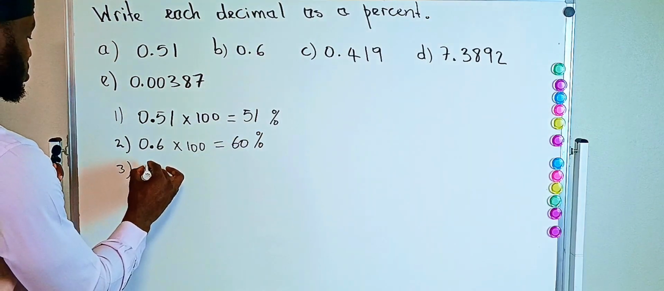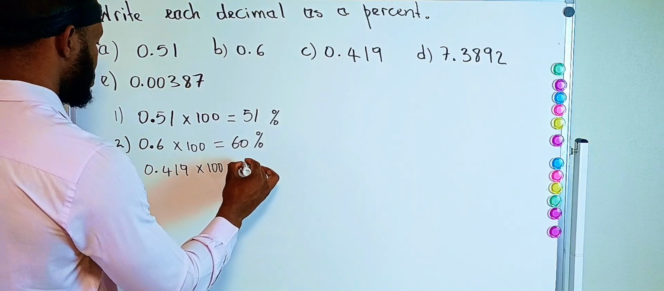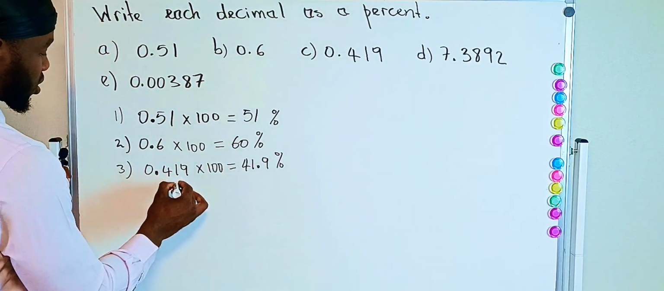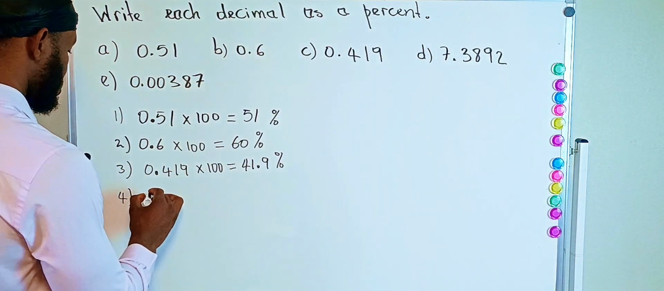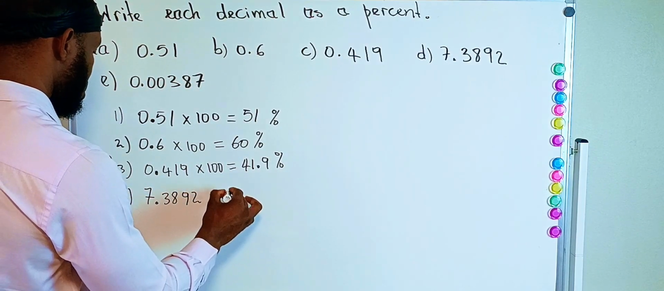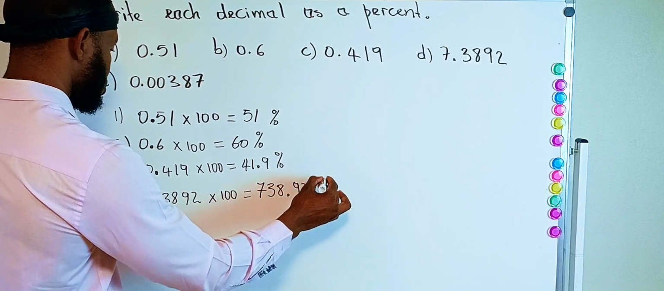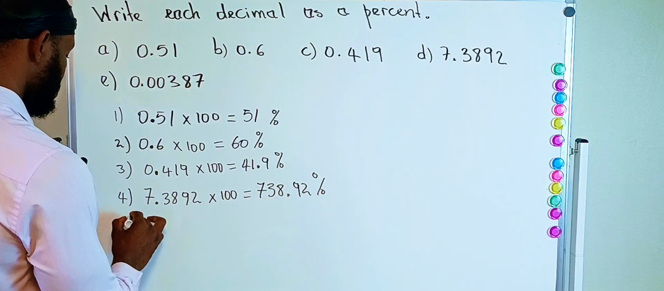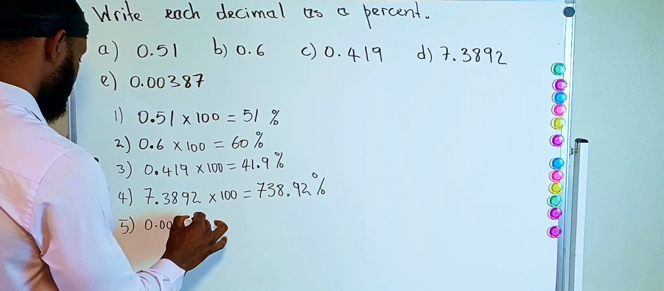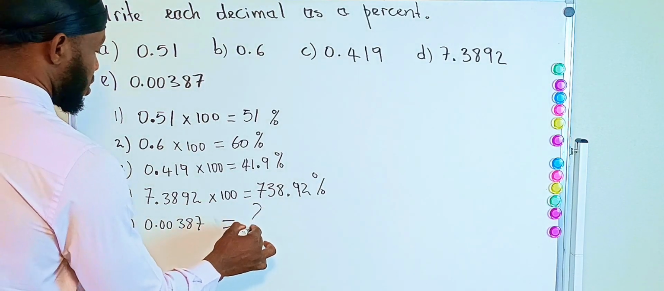For the third one, it's gonna be 0.419 multiplied by 100 equals 41.9%. That means you move the decimal point 1 and 2 times. So 4, that's gonna be 7.3892 multiplied by 100 equals 738.92%. So the last one is for you guys, which is 0.00387 multiplied by 100. Find me the answer in percent.